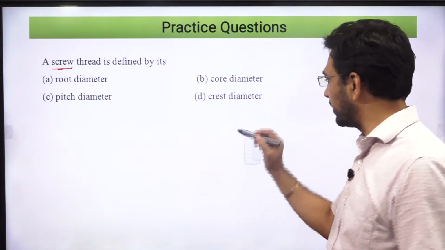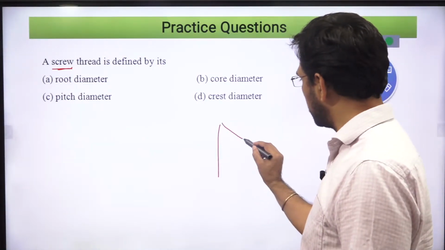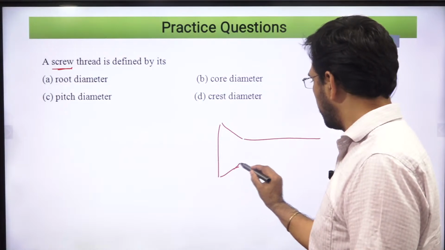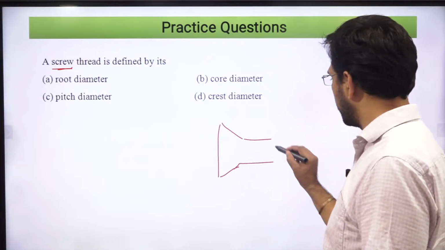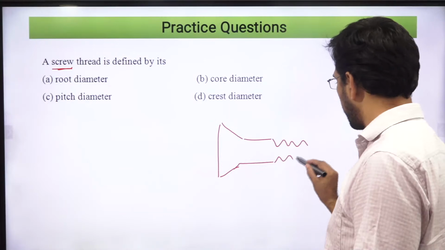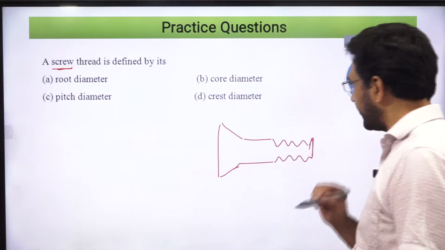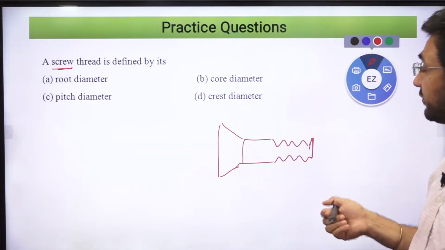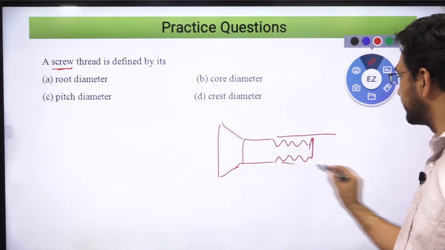I should have drawn it a little larger to make it look clearer. Right? Let's say this is a screw. Right? So screw thread is defined by its what?